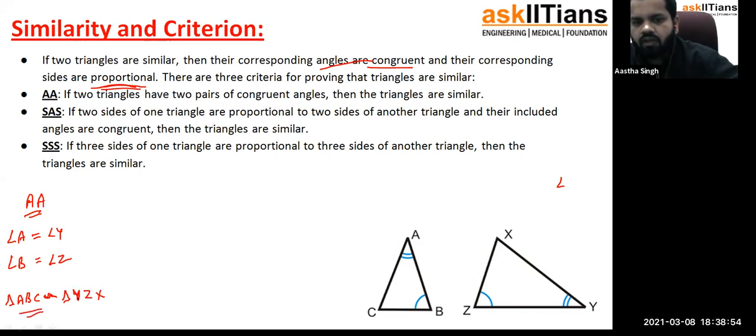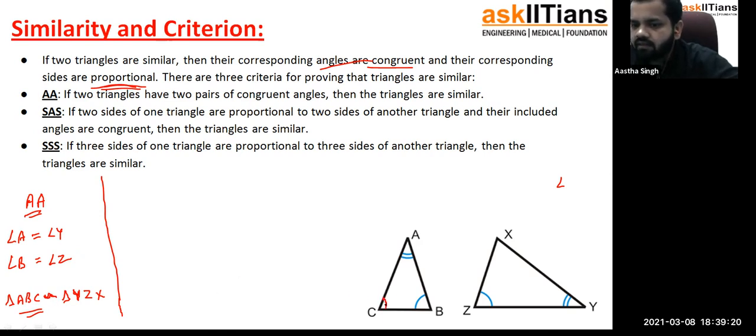Right or not? If a pair of angles are equal, it means by double A, we can prove the triangle ABC is similar to triangle YZX. Okay, this is the criteria for similar triangles. If two angles are equal, will the third angle be equal?